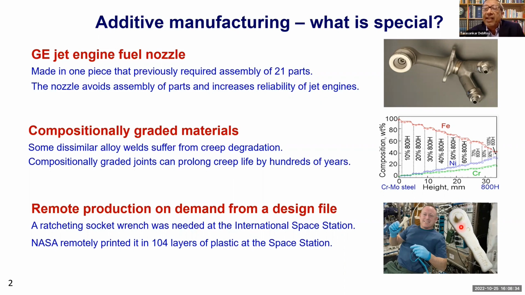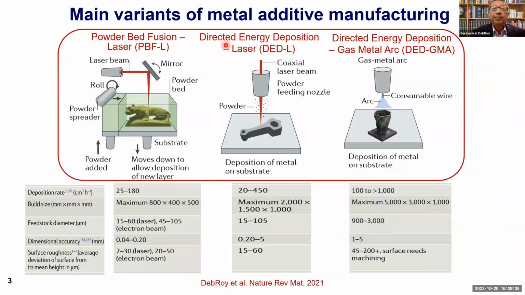They needed a wrench, but there was no resupply missions planned. So NASA remotely printed a plastic wrench in 104 layers within the space station by just sending remotely a computer code. So there are many unique capabilities that make additive manufacturing a very desirable addition to our tools of making materials. I'm going to focus on metal additive manufacturing.